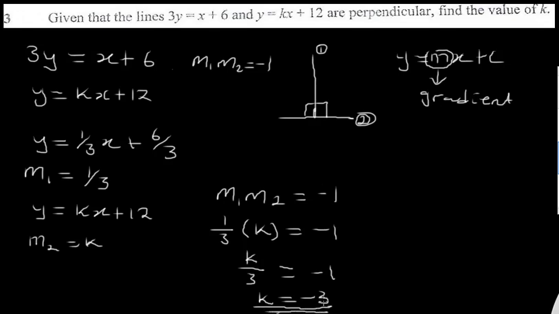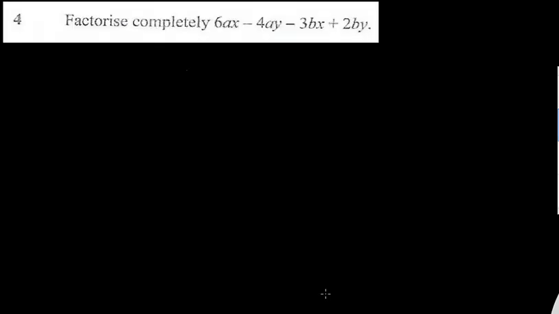I hope you won't find any difficulties in tackling this question. So the first thing that you do is find the values of the gradients, multiply the two gradients, and you get a product that is negative 1. And that is how we find the value of k. So we can move on to question number 4. So here's our question number 4.